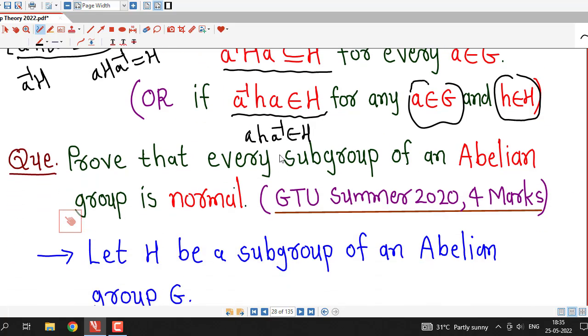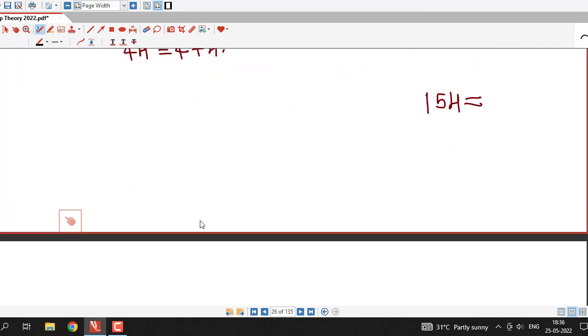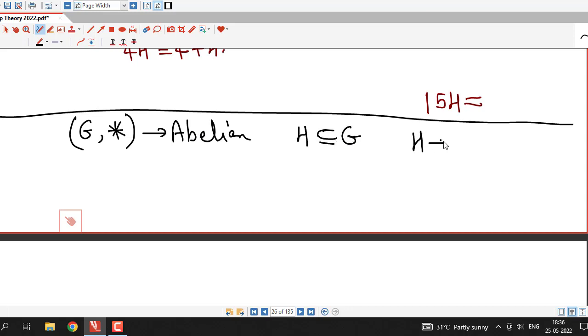Now we consider this question which was asked in GTU summer 2020 exam. Prove that every subgroup of an abelian group is normal. So here we are given that group G is abelian, and we have to prove that every subgroup of group G is normal. If I take H as a subgroup of G, then I have to show that H is a normal subgroup. If H is any subgroup of a group G which is abelian, then H is always normal.